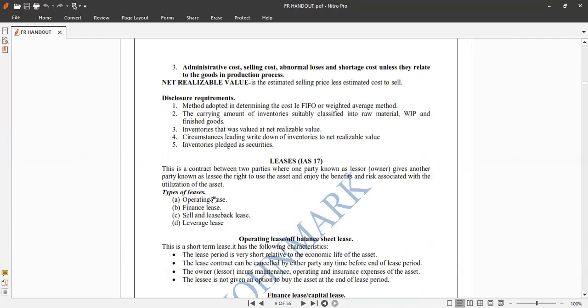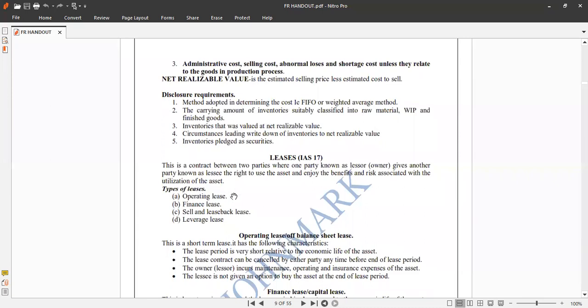And we have various types of leases. One, we have an operating lease. Now, operating lease is just a short-term lease. Then we have a finance lease or capital lease. Now, finance lease is a long-term lease. Then we have sell and leaseback. Now, sell and leaseback, this is where you had an asset that you own, you have leased it out to someone else. Then you decide to sell that asset and you lease it back. So in this case, you cease to be the owner and then you become the lessee.